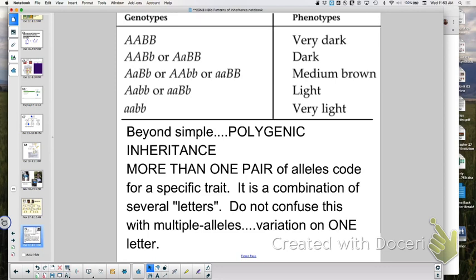What does poly mean? Multiple genes. This is not multiple alleles. Multiple alleles would be big T1, big T2, big T3, and little t. This is polygenic, which means you have T's, R's, Q's, and P's giving you your trait.